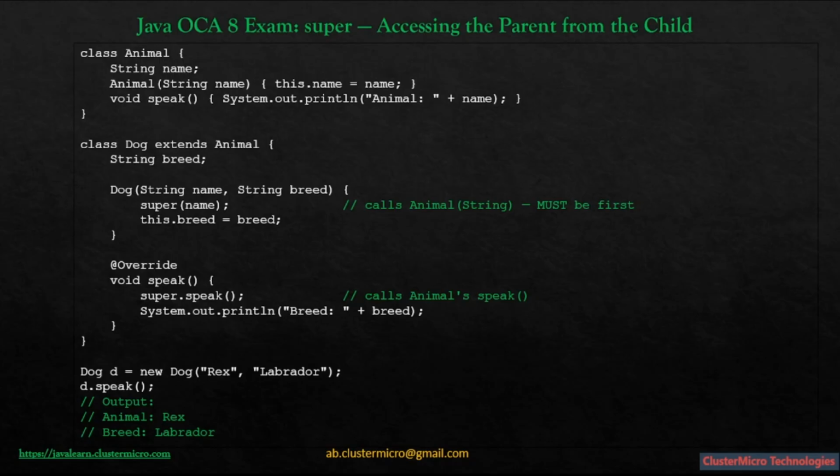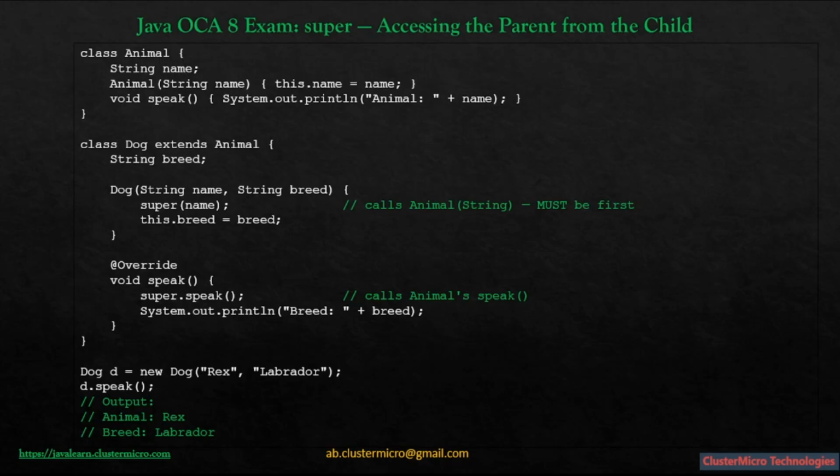This is often used inside an overridden method when you want to extend the parent's behavior instead of completely replacing it. For example, a Dog class overriding the speak method might first call super.speak to execute the Animal version of the method and then add its own additional output. It is important to note that super can only refer to the immediate parent class. Java does not allow chaining like super.super.method to directly access a grandparent class. This is a very good concept, we have to remember it.